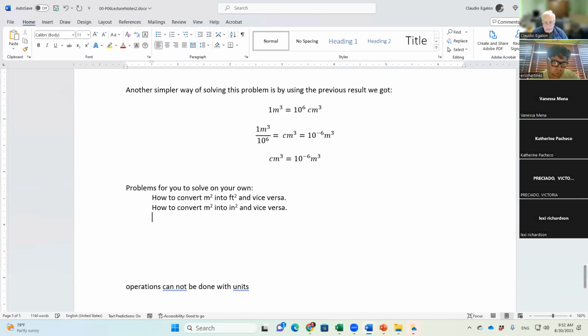Okay, let's see, how to convert 1 kilometer per hour into meters per second, and vice versa, right? Those are all types of problems that you may have for this case that we discussed here.